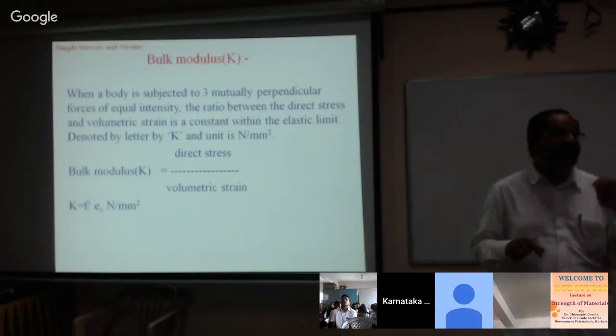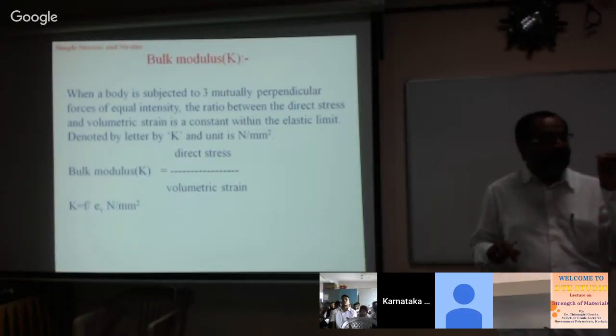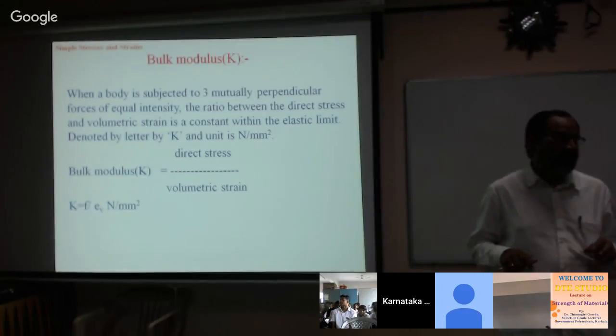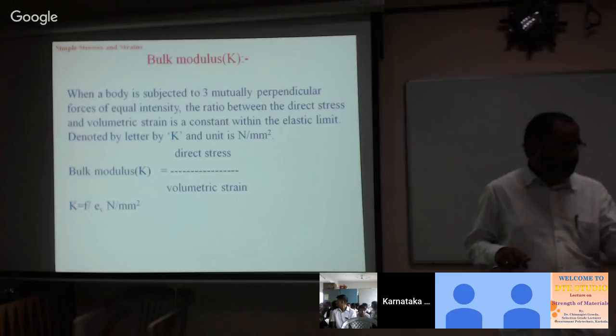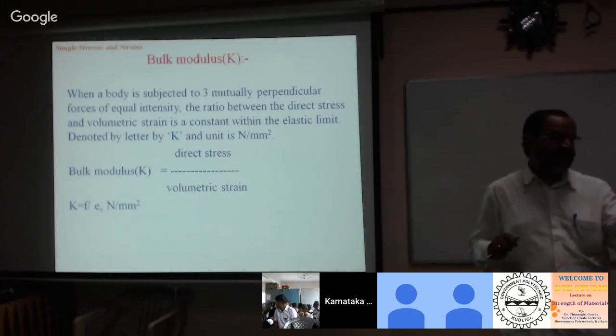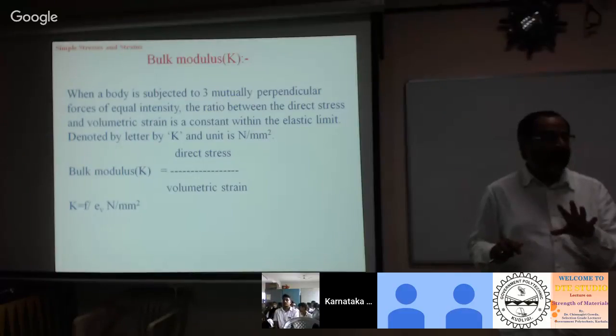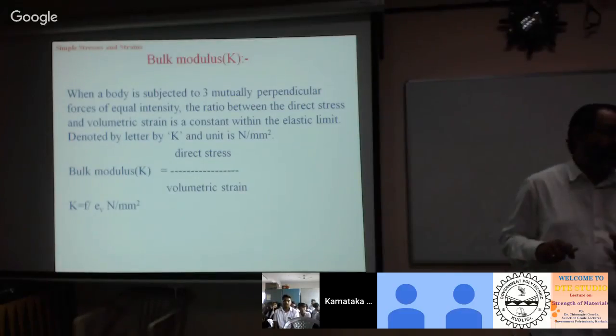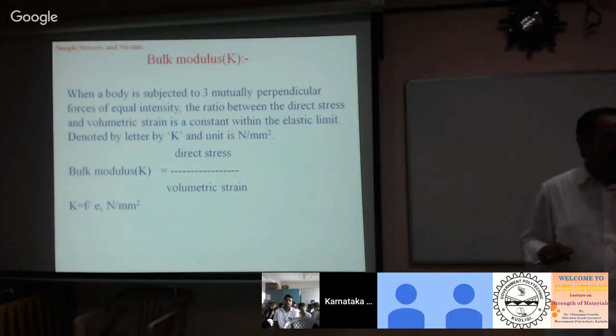Sometimes it will be asked in the examination for 5 marks, sometimes for 8 marks: please mention the elastic constants. Now, these are the 4 elastic constants. All these definitions are good within the elastic limit. Beyond the elastic limit, the body gets into the plastic state. Isn't it? It is a permanent deformation.